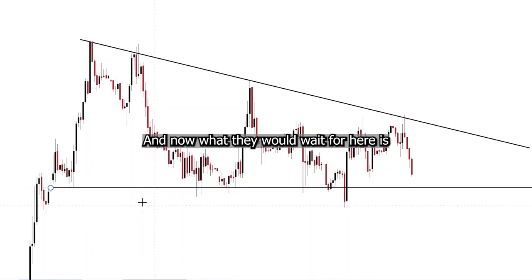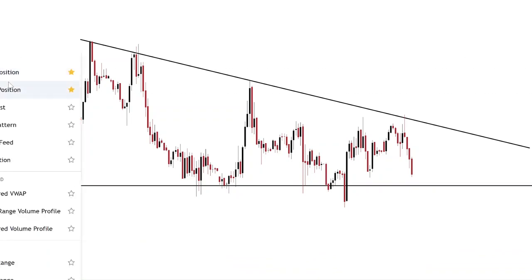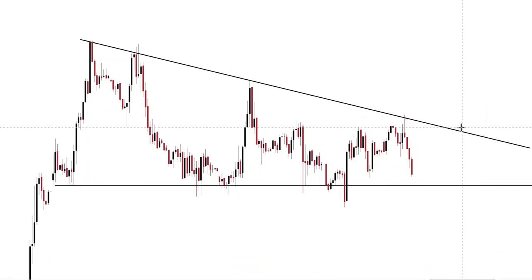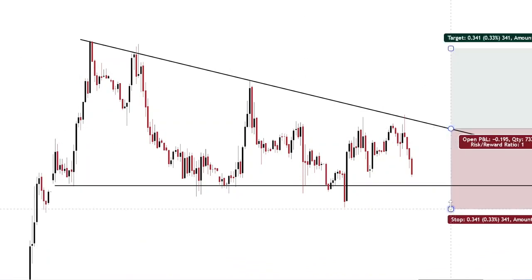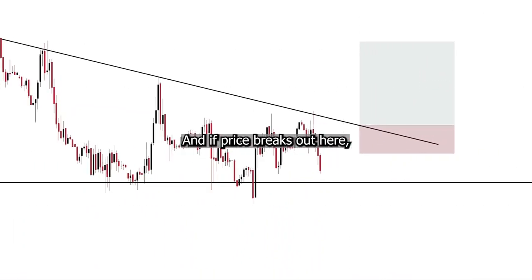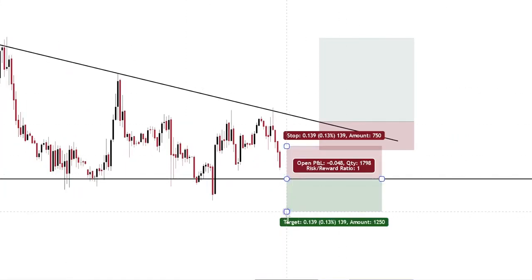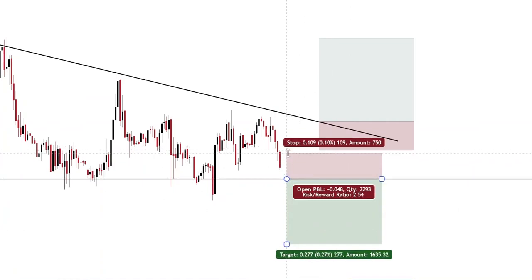And now what they would wait for here is price to break out of these ranges. So if price breaks out here, they would take a long position here. And if price breaks out here, they would take a short position right here.